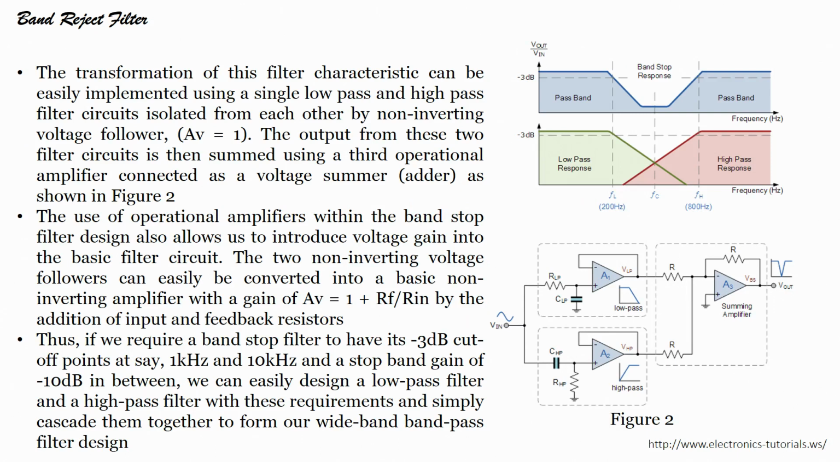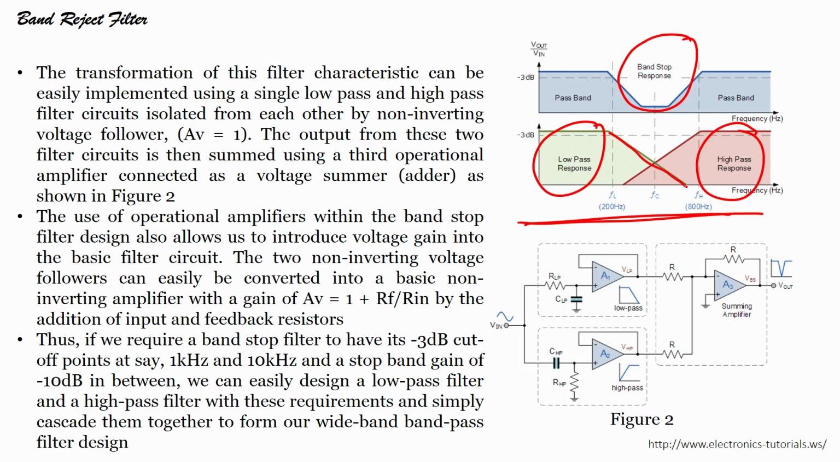Now, let us see further. The transformation of this filter characteristics can be easily implemented, as you can see here. So, you see this is the band stop response, low pass response, high pass response, and here this is the center frequency, this is the band which is rejected. Okay. So, if I want to draw this, I can draw this very easily.